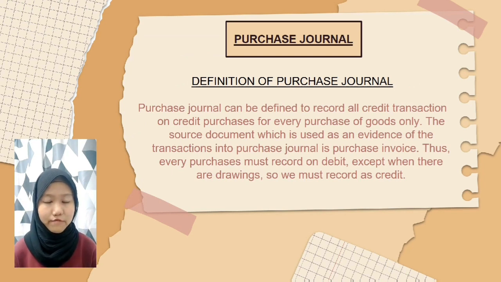Purchase journal can be defined to record all credit transactions on credit purchases, for purchases of goods only. The source document which is used as evidence of the transactions in the purchase journal is the purchase invoice. Thus, every purchase must be recorded on debit, except when there are drawings, so we must record it as a credit.